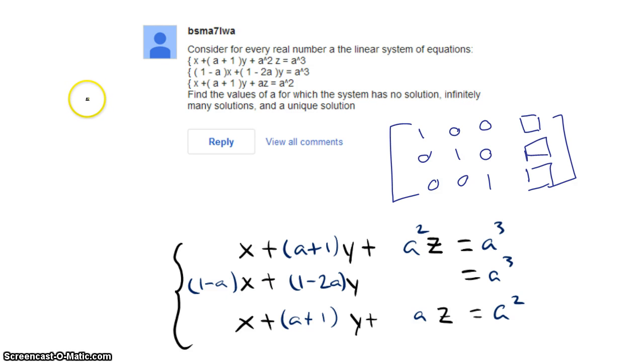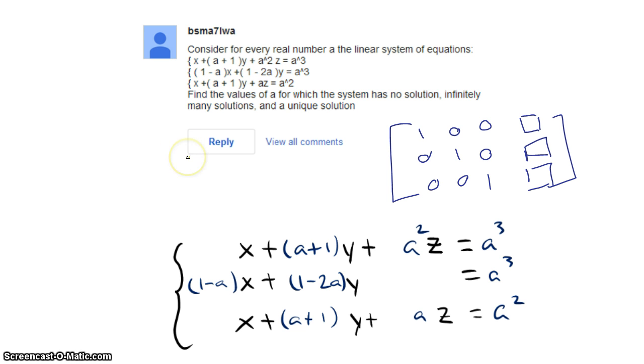So this is an answer to the second part of the answer written to this viewer. She left this in the comments. Consider for every real number a the linear system of equations, these three equations down here at the bottom. Find the values for a for which the system has no solution, infinitely many solutions, and a unique solution.